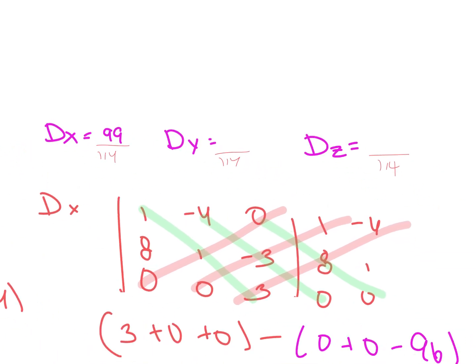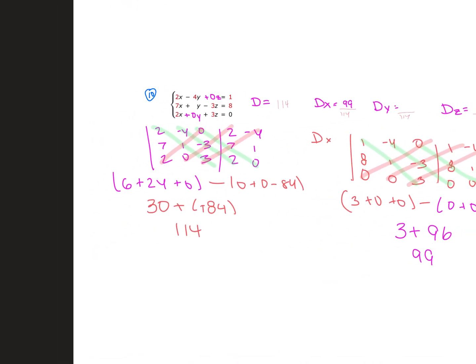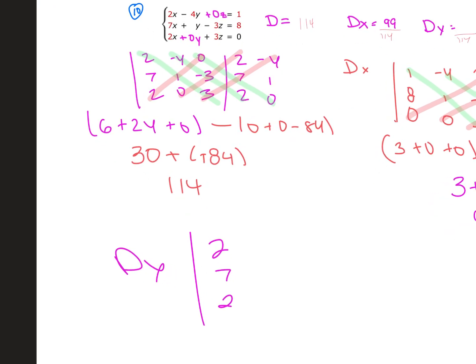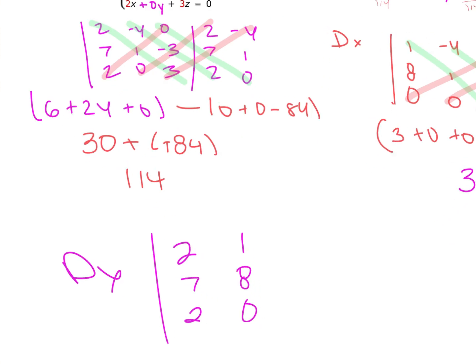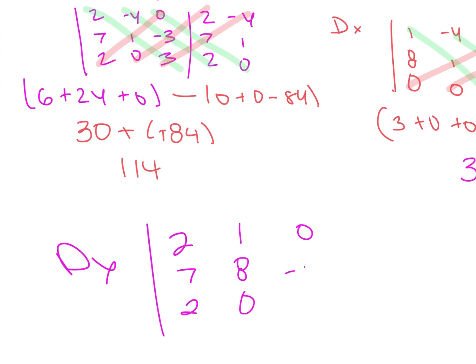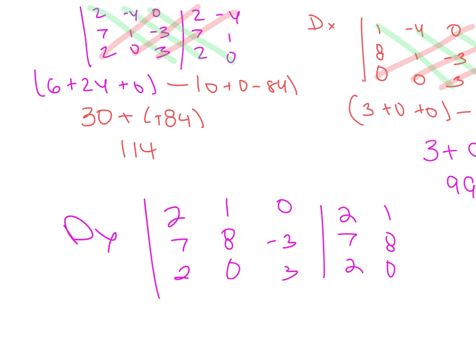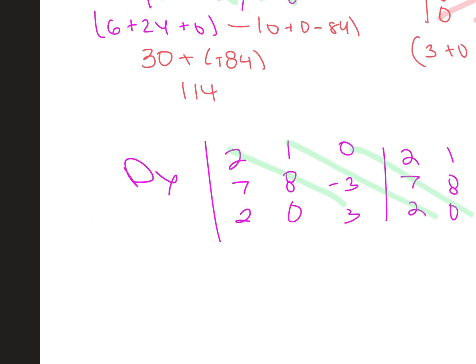So now we're going to find d sub y. So same thing. D sub y, I'll do it down here. I'm going to write my x's. So 272, 272. Instead of my y's, I'm going to write my coefficient or my answers. So 180, and then my z's are 0, -3, 3. Recopy. So 272, 180. So now my 3 majors, boom, boom, boom. We're going to multiply.